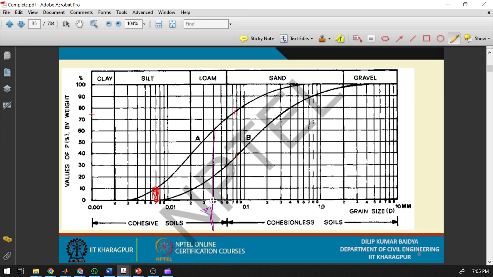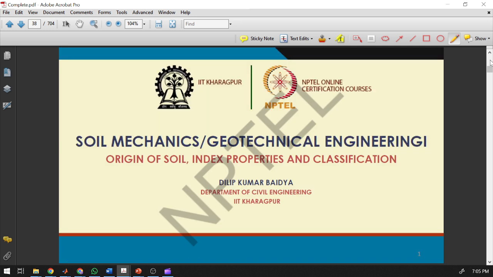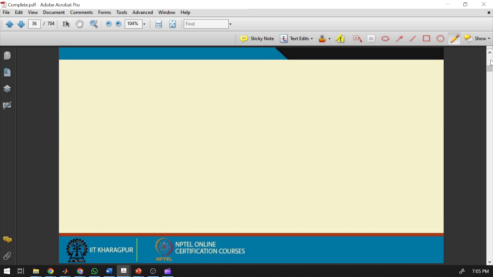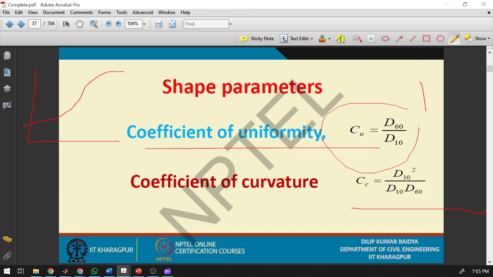60% of the particles of soil A have a size lower than 0.04, and D30 is here, and this will be 30% of the particles having a size lower than 0.015 almost. Okay, so we calculate these values and we get these coefficients, coefficient of uniformity and coefficient of curvature. So the coefficient of uniformity will tell us about the gradation. Is it a well-graded soil or is it a poorly graded soil? And coefficient of curvature will basically tell us about the angularity of the particles or the shape of the particles.